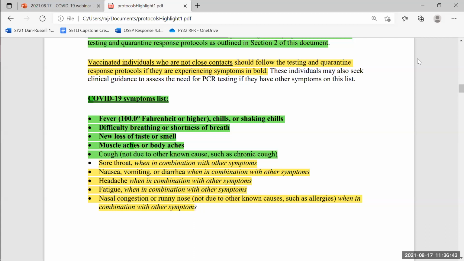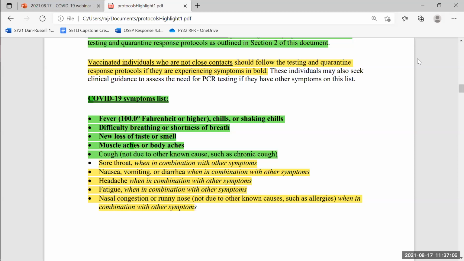I think that differentiation really helps. And it's important to note that last year we had fewer of the symptoms that were identified as only counting when in combination with other symptoms. So just keep in mind that this list has evolved just a bit, and it's important to keep in mind what has changed here.